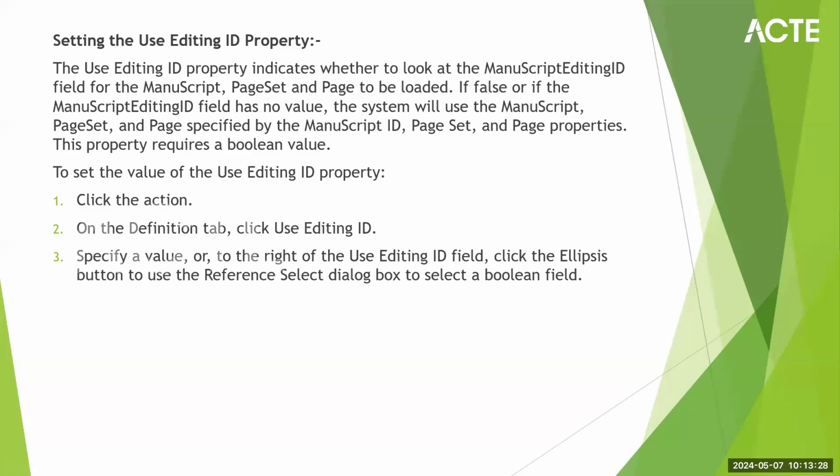So how this works is, when you click on that button, suppose you want to see the particular fields in which manuscript is present; at the bottom you can see manuscript ID, page and page set name. So how do you do it? Click on the action on the definition tab, click use editing ID, specify a value, or you can map that particular existing field ID which you already created with a Boolean field.